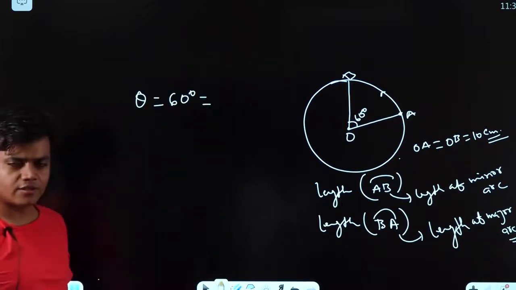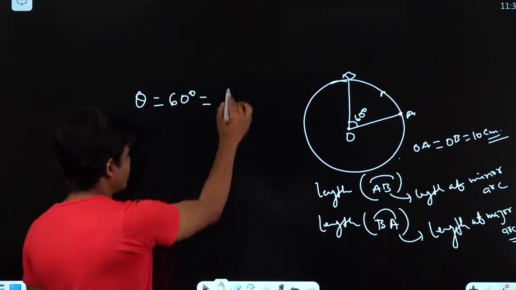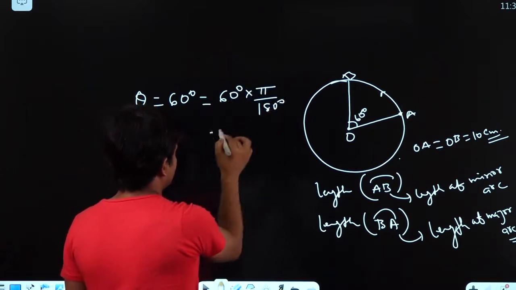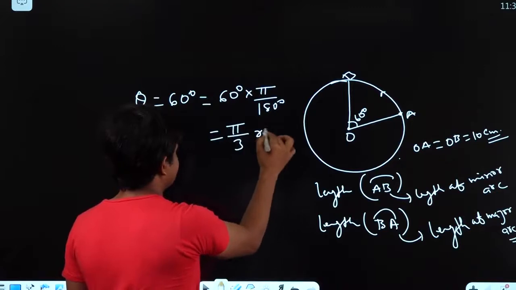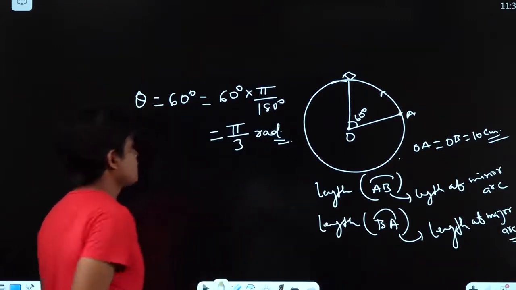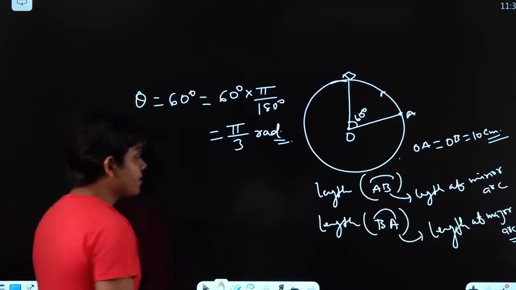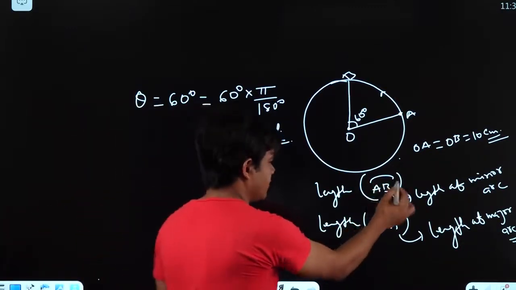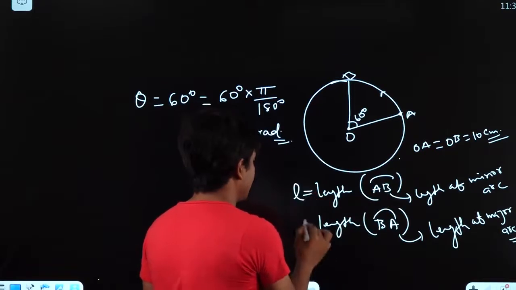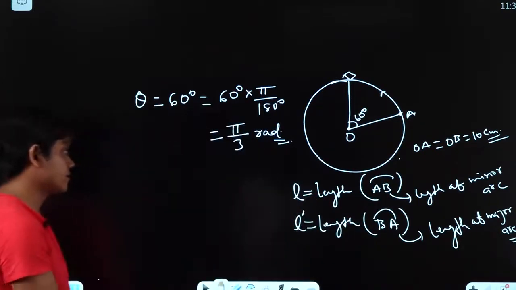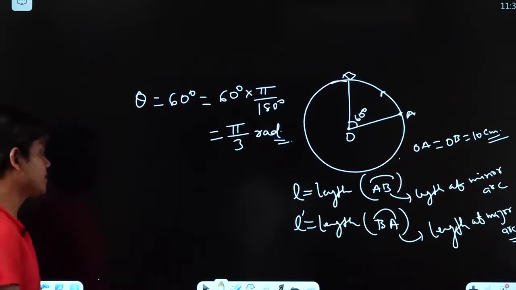So change it into the radian form, then it will become 60 degree into pi upon 180 degree. So it will become what? Pi by 3 radian. Okay, so pi by 3 radian is your theta. And arc length AB, call it L, and arc length BA, call it L dash. So first of all, we have to find L.